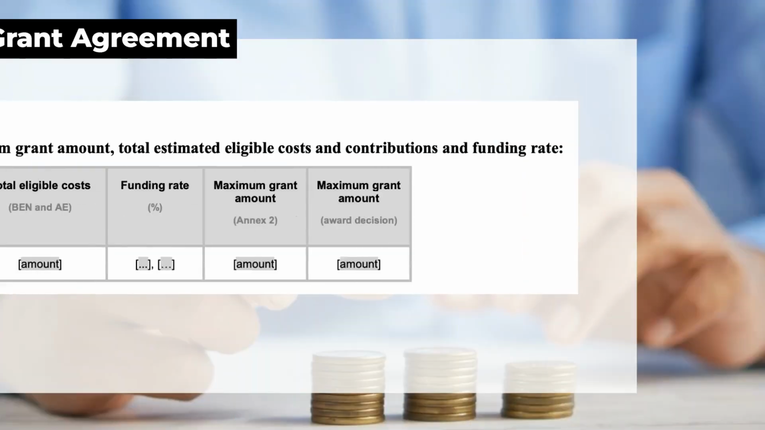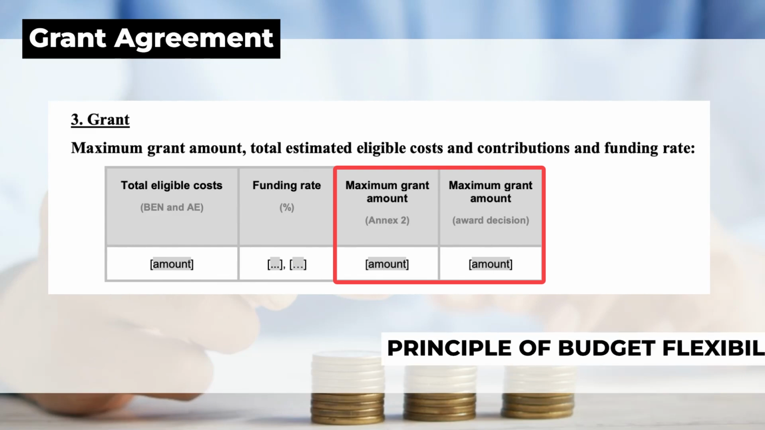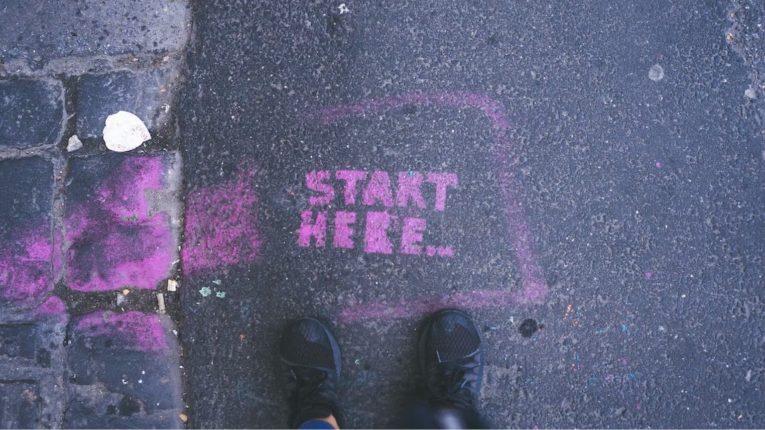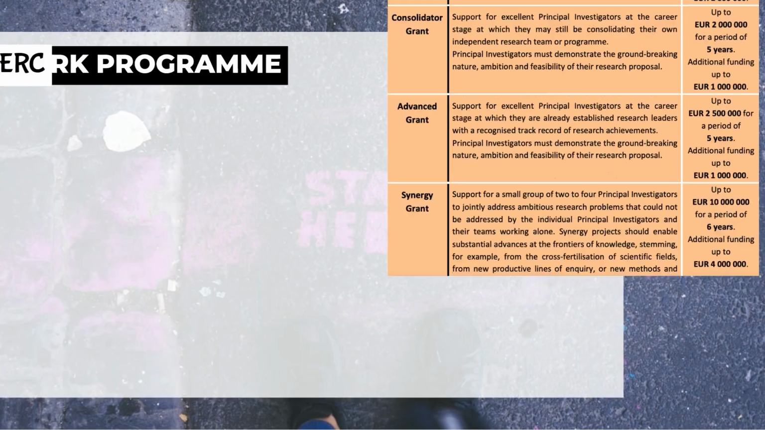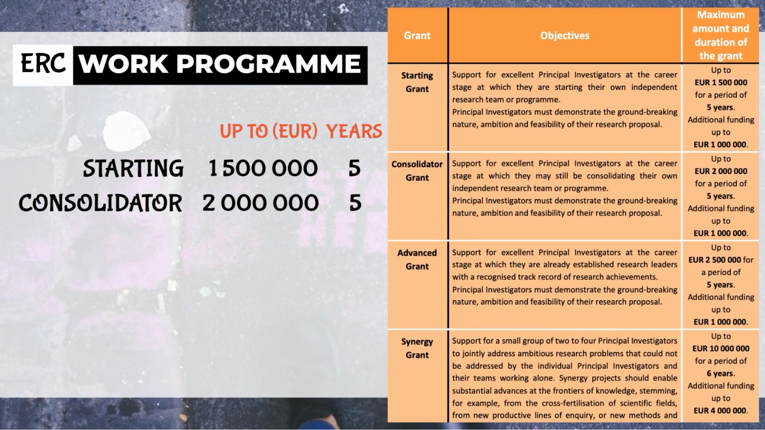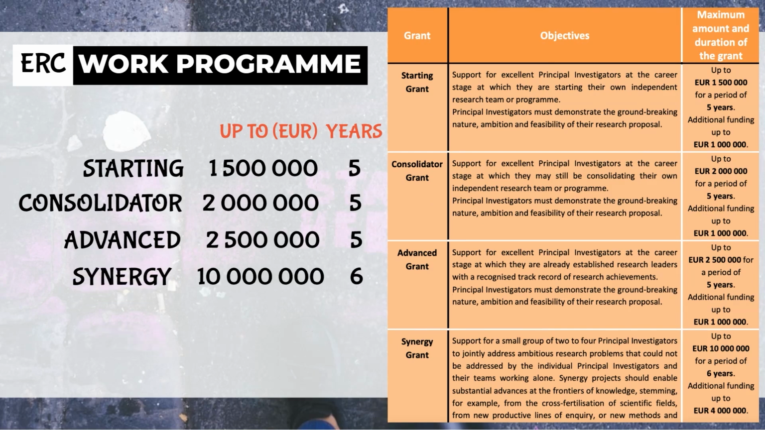As previously mentioned in our videos, the budget is firmly established in the annex to the grant agreement. Nonetheless, even in ERC grants that are based on actual costs, the principle of budget flexibility allows for budget transfers between budget categories. Before drafting your budget, always check your maximum grant amount and duration in the respective ERC work program.